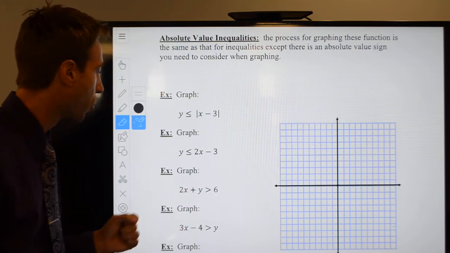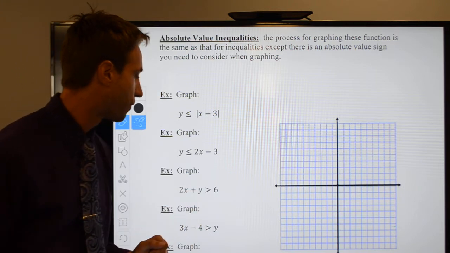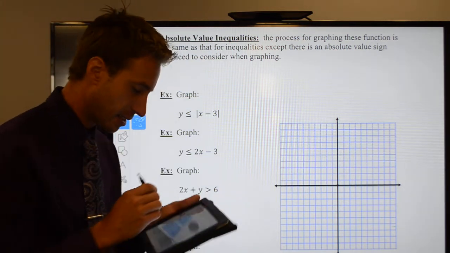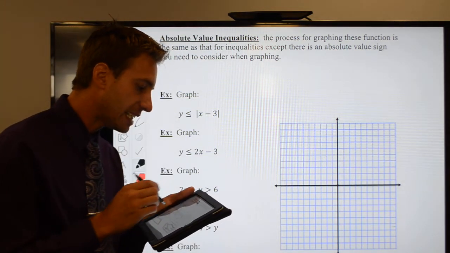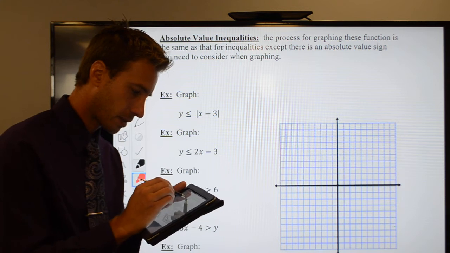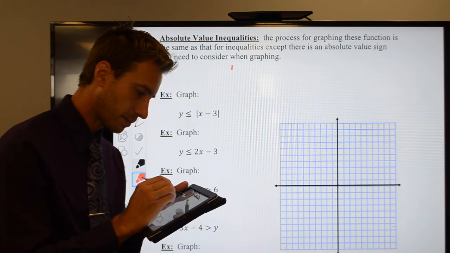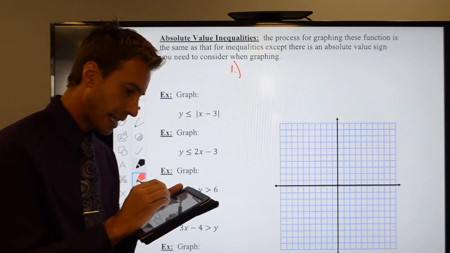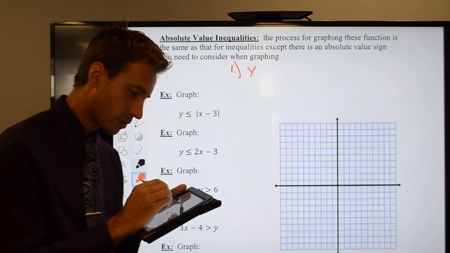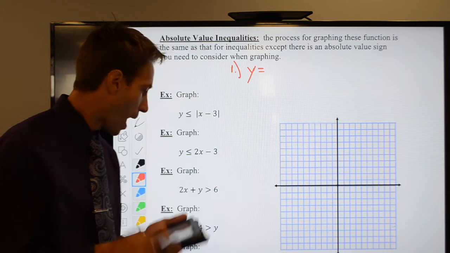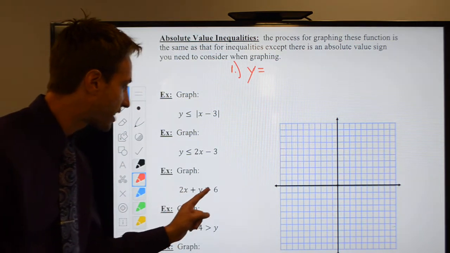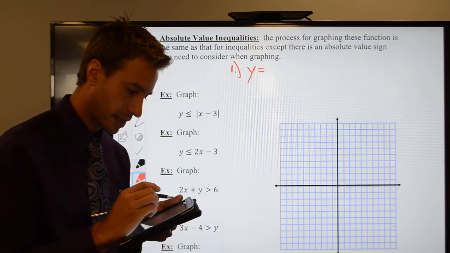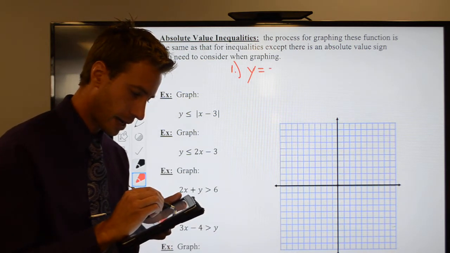So I need to do a little bit of work. I need to solve this equation for y, which I can easily do by subtracting the 2x to the other side. So here we go. Step number 1. I need to graph the equation y equals. I'm going to subtract the 2x to the other side. That's going to give me a negative 2x plus 6.